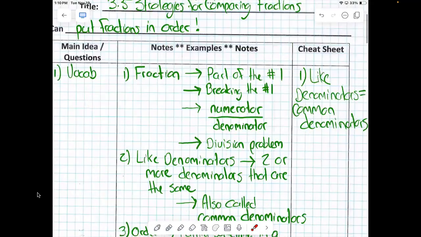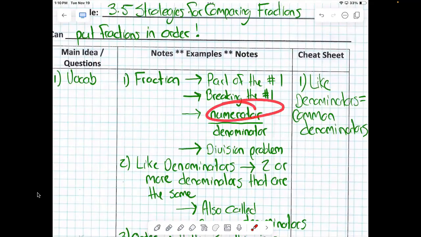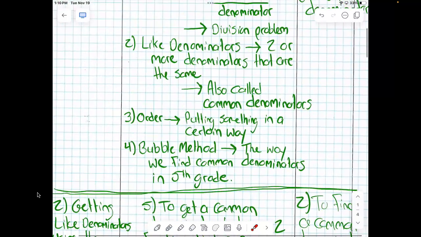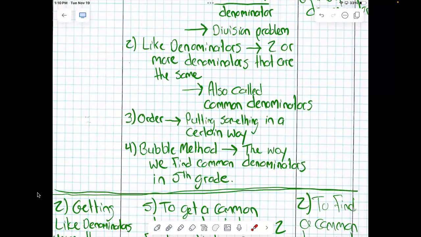Yes. The top number of a fraction is called the numerator. The bottom is called the denominator. All right, so like denominators would be 2 or more denominators that are the exact same. What's another name for like denominators? Common denominators. Common denominators, like denominators are the same things.